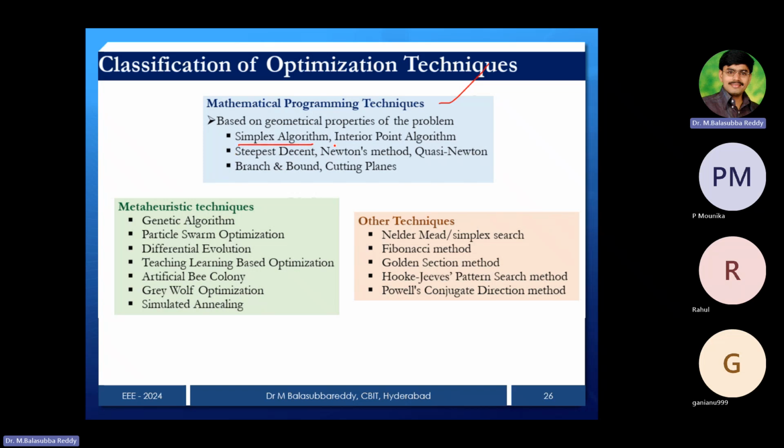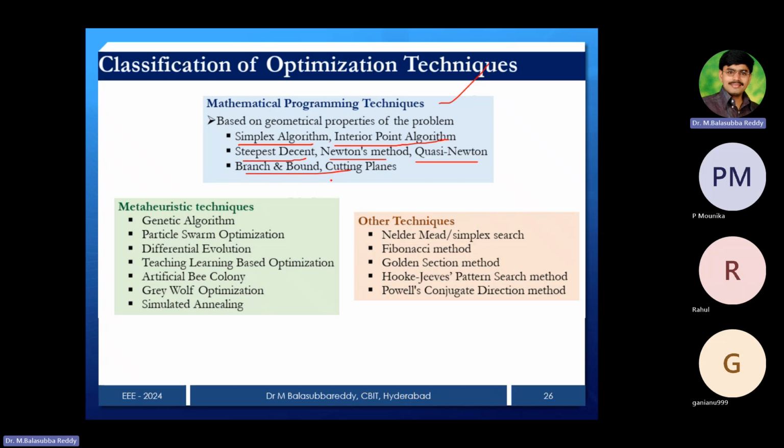Simplex algorithm and interior point algorithm, and then steepest descent method, Newton's method, quasi-Newton method, and these are all the cutting planes. So conventional methods that we call mathematical programming techniques. So classification based on mathematical programming techniques, we can list out this.